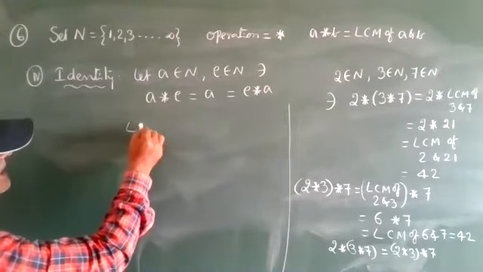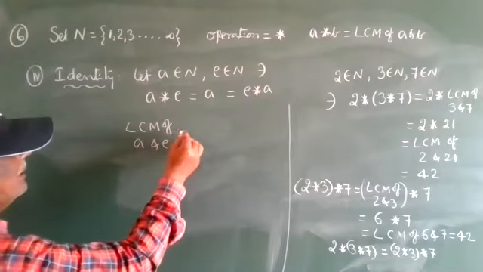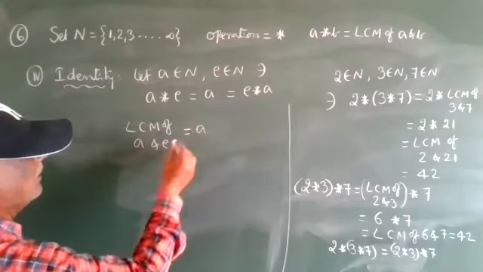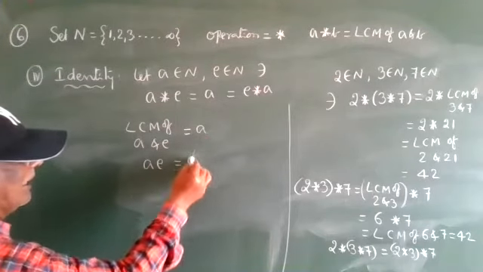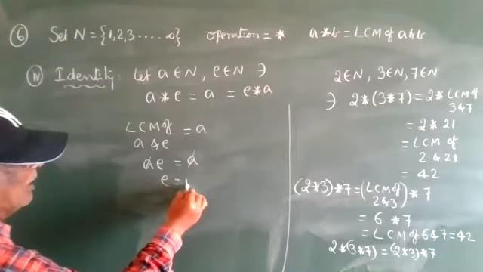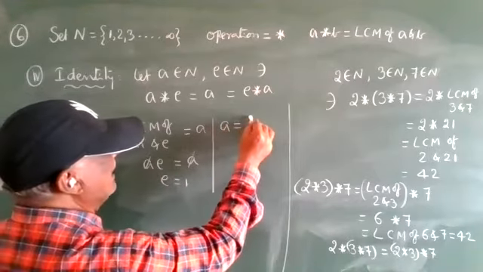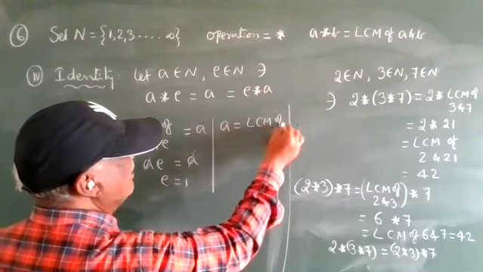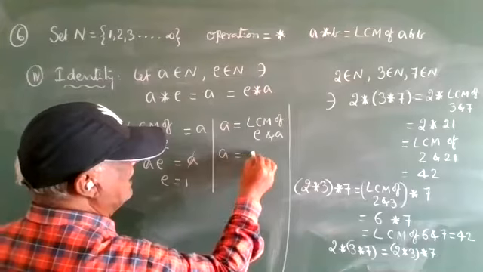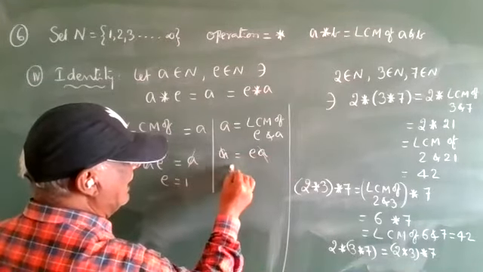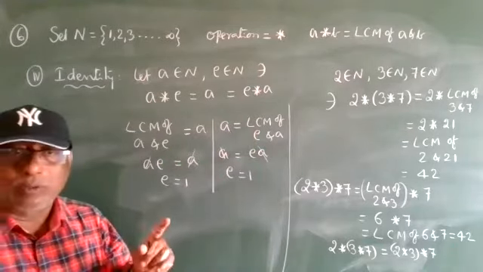Now see, star means LCM. LCM of A and E is equal to A, so AE is equal to A. A, A cancel, E is equal to 1. On the other side, LCM of E and A is EA, and canceling gives E equal to 1. By the left side or the right side, we get E is equal to 1.